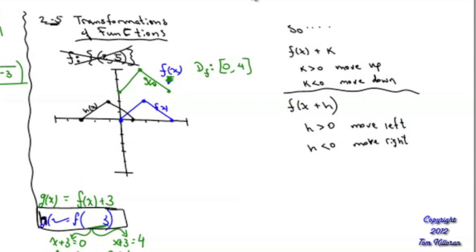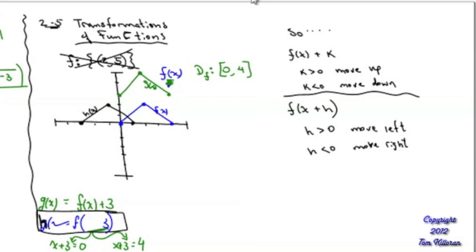Let me draw a new function over here. So when you said h is greater than 0. Positive. Don't say greater than 0. Say positive. Yeah, when you see greater than 0, you say positive. When you see less than 0, you say negative. Because if you say greater than 0, it means absolutely nothing to you.